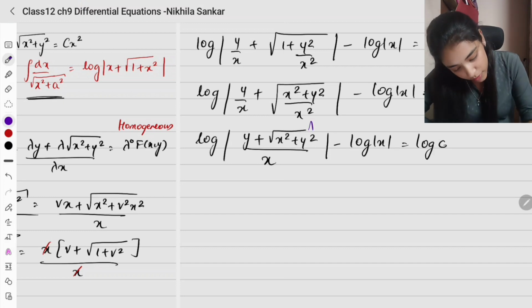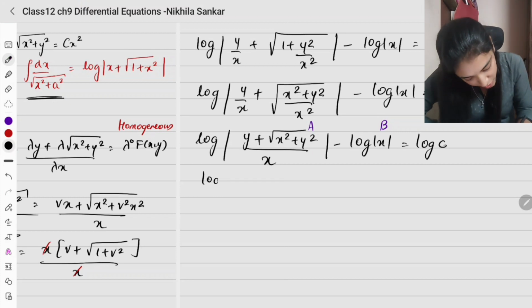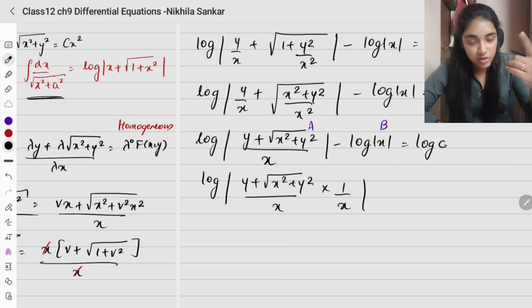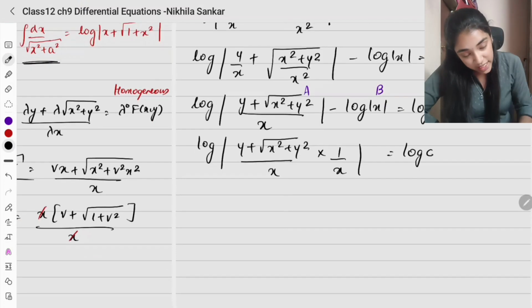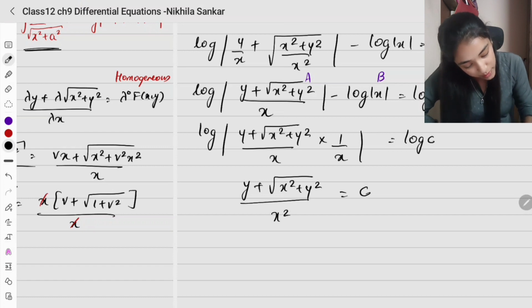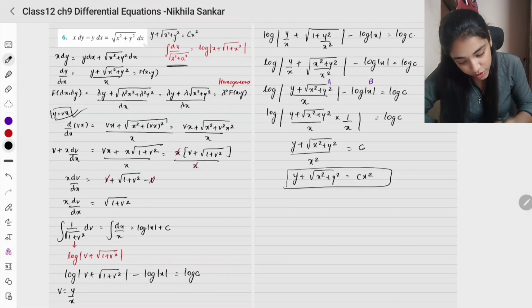இப்போ இந்த இடத்துல it is of the form log a minus log b. It is going to be log of a divided by b இல்லையா? So this is going to be log of y plus square root of x square plus y square divided by x times 1 divided by x. ஏன்னா divided by x இல்லையா? So it is going to be reciprocal times 1 divided by x equals log c. So taking e on both sides, what will I have? Exponent on both sides, y plus square root of x square plus y square, the whole divided by x square equals c. So this is y plus square root of x square plus y square equals cx square. So this is my final solution. Please copy.